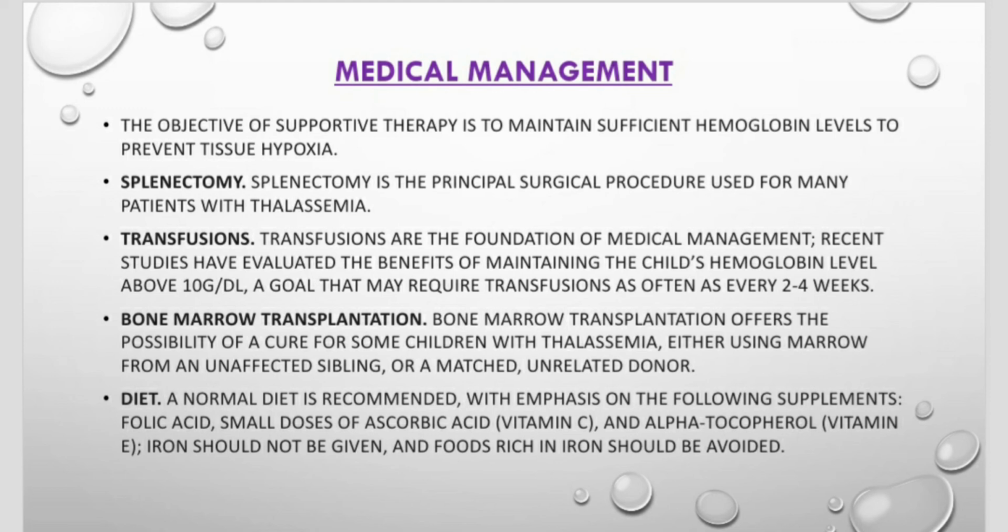Number four is bone marrow transplantation. Bone marrow transplantation offers the possibility to cure some children with thalassemia, either using marrow from an unaffected sibling or a matched unrelated donor. Number five is diet. A normal diet is recommended with emphasis on the following supplements: folic acid, small doses of ascorbic acid, that is vitamin C, and alpha tocopherol, that is vitamin E. Iron should not be given, and foods rich in iron should be avoided.